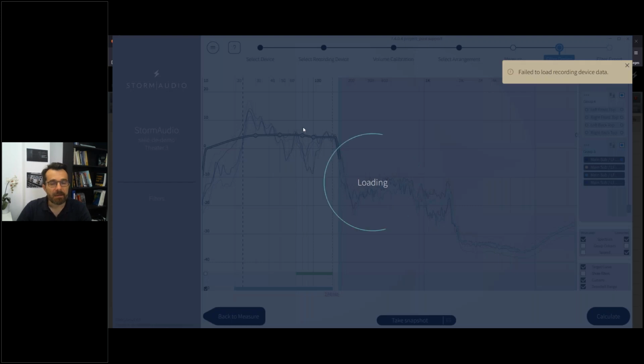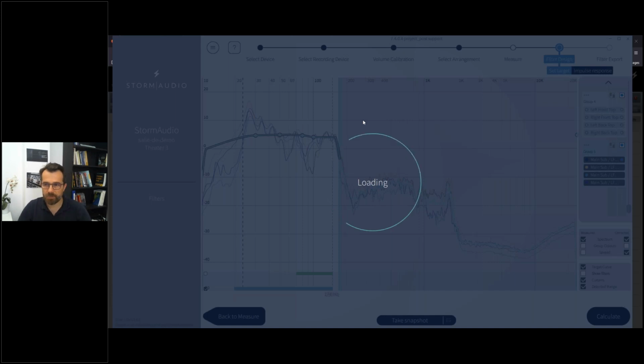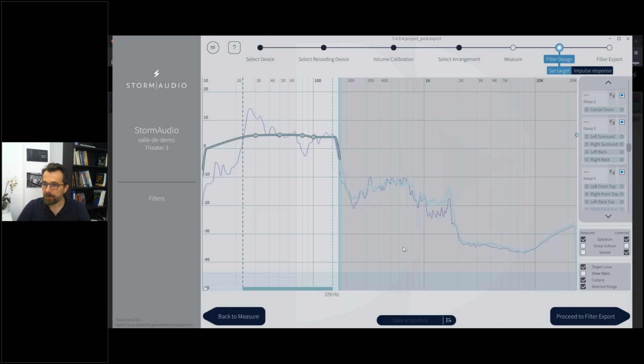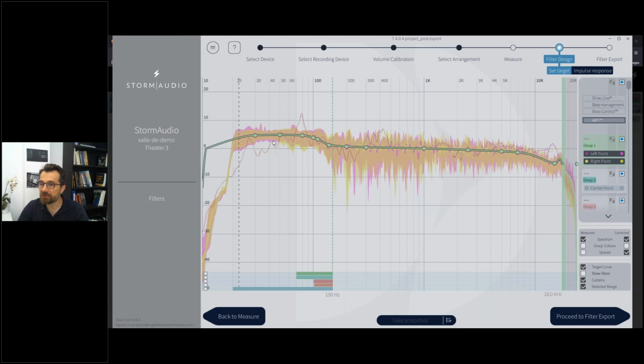And in that case, this is post calculation, right? So this is the stage where, as I mentioned, it can take up to 15 minutes to calculate. So that's something you do not want to do multiple times. Still, it takes some time to load the project, but it's coming now.